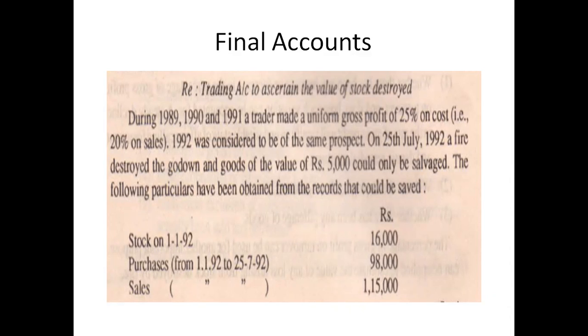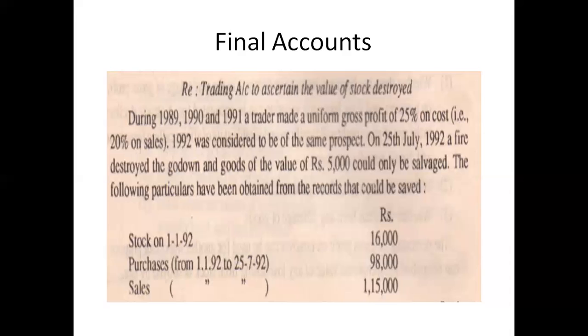Now, 1992 was considered to be of the same prospect. On 25th of July 1992, a fire destroyed the godown, and goods of the value of rupees 5,000 could only be salvaged. Now, the following particulars have been obtained from the records that could be saved. Stock on 1/1/92 is 16,000. Purchases from 1/1/92 to 25/7/92 is 98,000, and sales from 1/1/92 to 25/7/92 is 1,15,000.